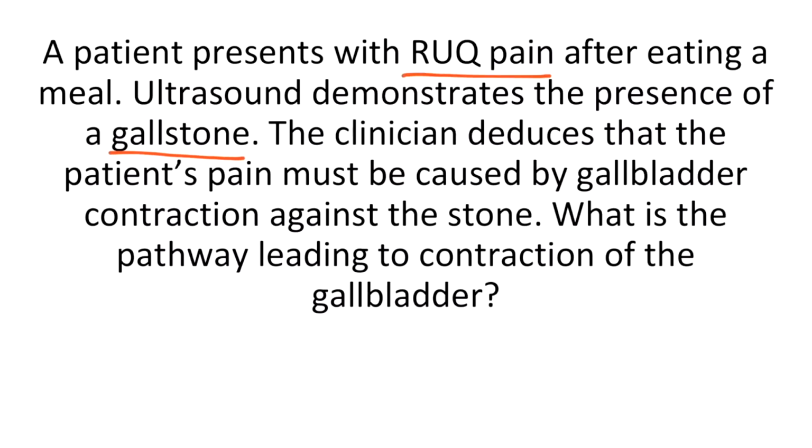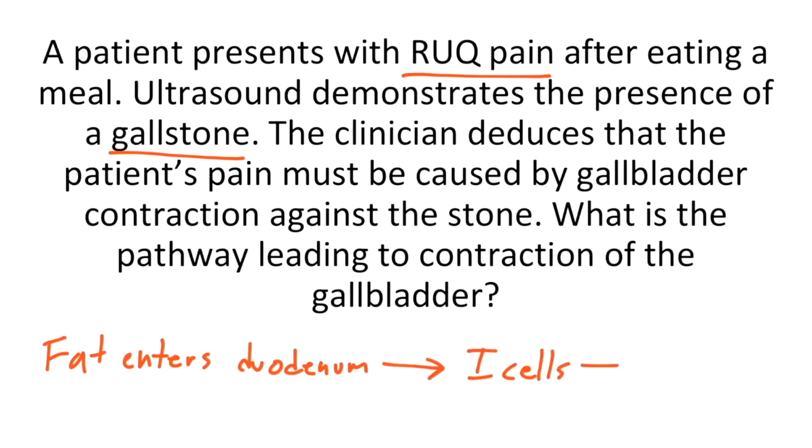Well, when the patient eats a meal, fat enters the duodenum, which will stimulate the I cells to release CCK. CCK will then act on the gallbladder to cause it to contract. And this contraction of the gallbladder would cause pain if the gallstone enters the cystic duct, which we discussed in section 4 of this chapter.